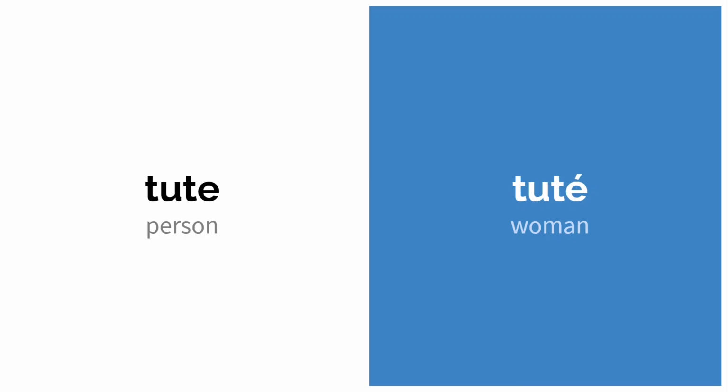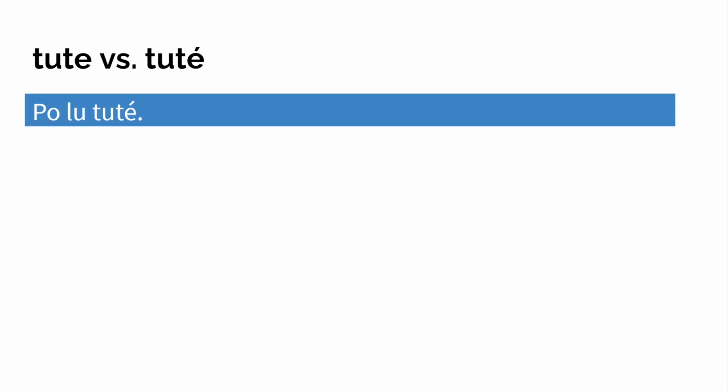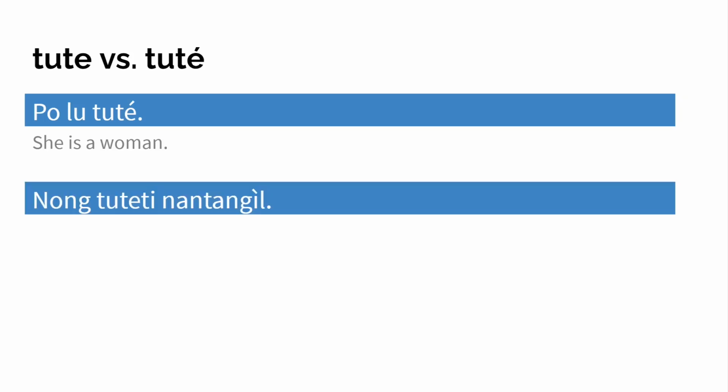Nong tuteti nantangil. Nong tuteti nantangil. One more time. Nong tuteti nantangil. Here are our sentences. First, po lu tute. She is a woman. And nong tuteti nantangil. The nantang follows the person.